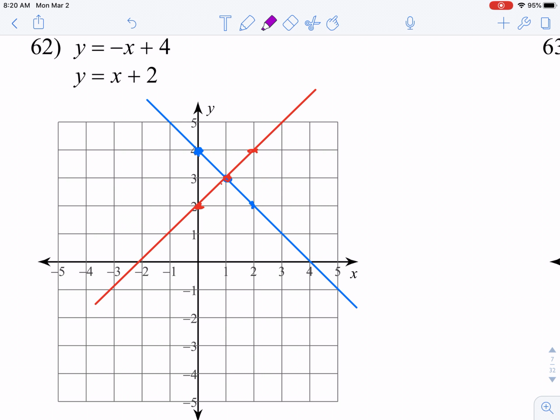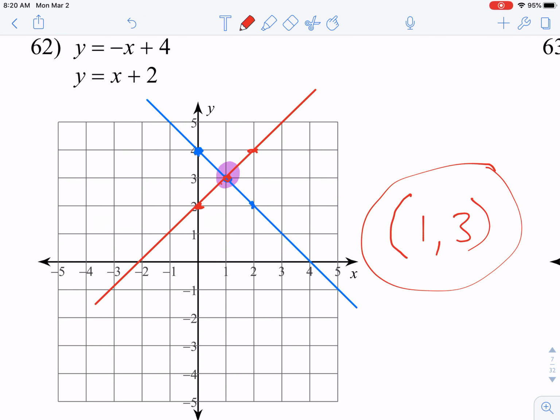In this case, they cross again right here, only one time. That means your answer is going to be an ordered pair. In this case, it is going to be 1, positive 3. And that would be the solution to your problem, to your system.